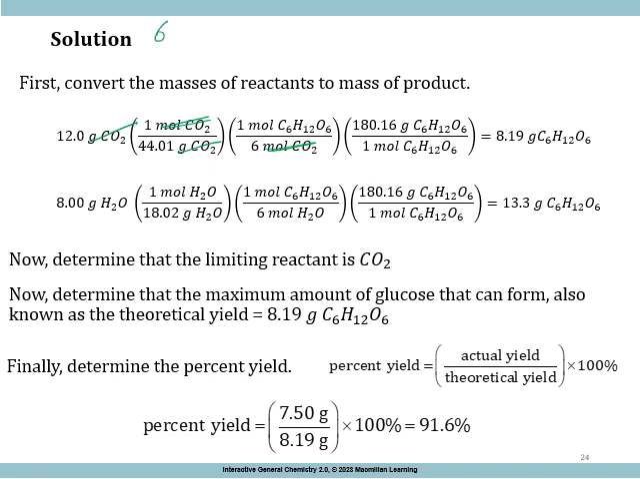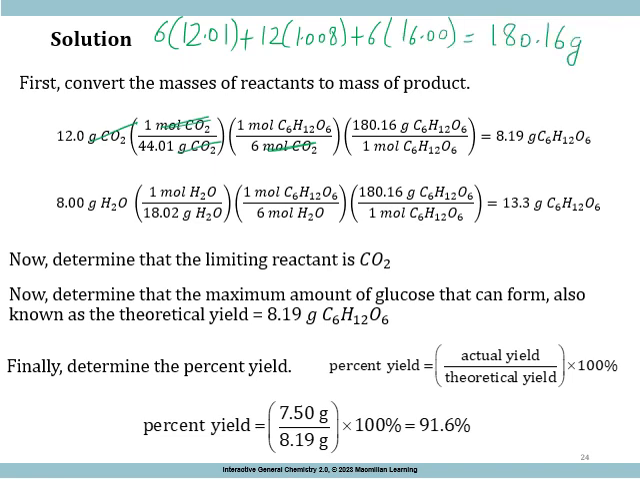How would you find molar mass of this? 6 carbons, so 6 times 12.01. 12 hydrogen, so 12 times 1.008 plus 6 oxygen, so 6 times 16.00. When you plug this in, it would give you 180.16 grams. And that's what the molar mass is. So mole and mole gone, you're left with grams of glucose. Similarly, we do this with water. Grams, grams gone, mole, mole gone, mole, mole gone. You're left with grams of glucose. This on solving gives you 13.3 grams.